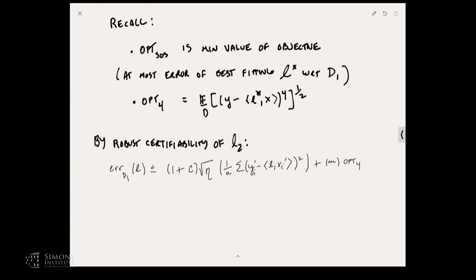Okay. So I just have one slide on how we actually apply this. So remember that I'm calling opt-SOS the minimum value, the optimal value of that objective when we took the SDP relaxation. And the error of opt-SOS is definitely less than or equal to the opt of the best fitting linear function, because the best fitting linear function is a feasible solution to that program. And then I'm calling opt-4 this annoying fourth moment term.